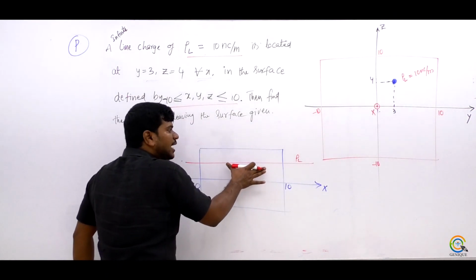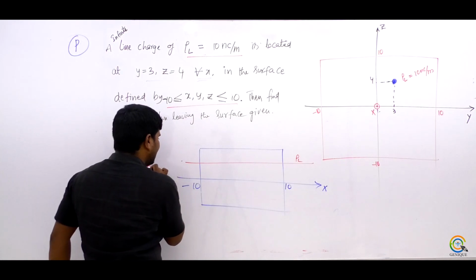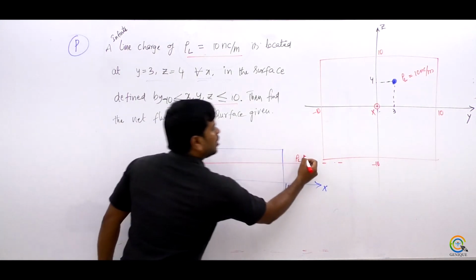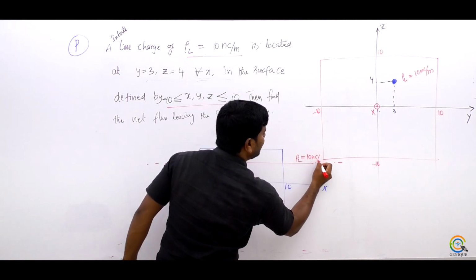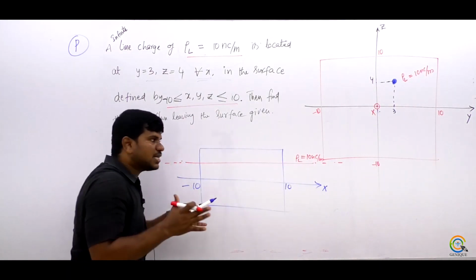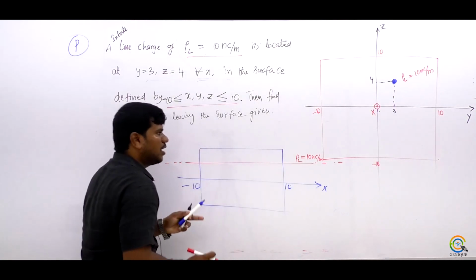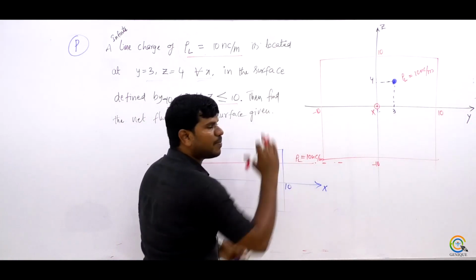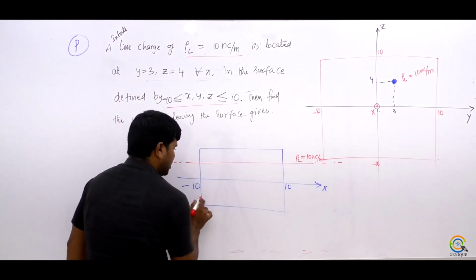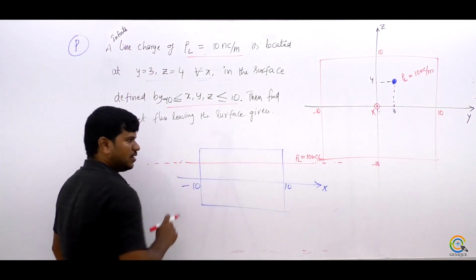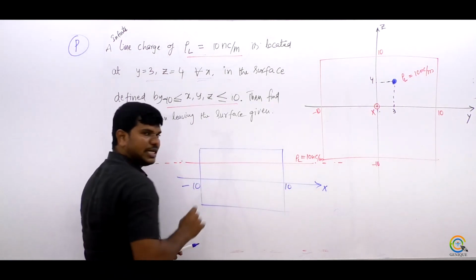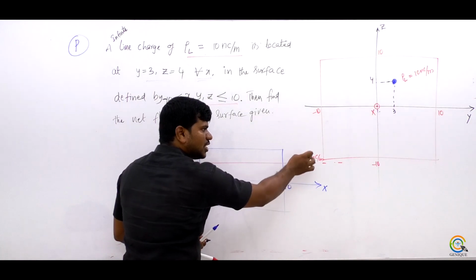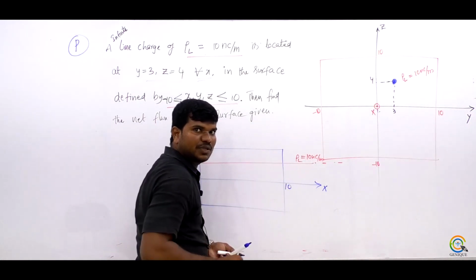But how much line is existing? See, it is from minus infinity to plus infinity, right? How much? It is 10 nanocoulomb per meter. How much charge is existing in between? Means how much line charge is existing in between the rectangular box? How much length? It is from minus 10 to 10. So it is the line charge. This line charge is distributed over the length.